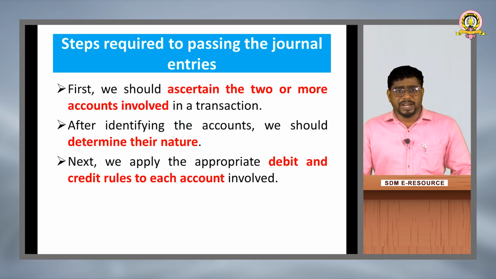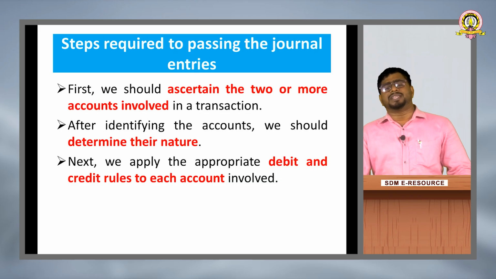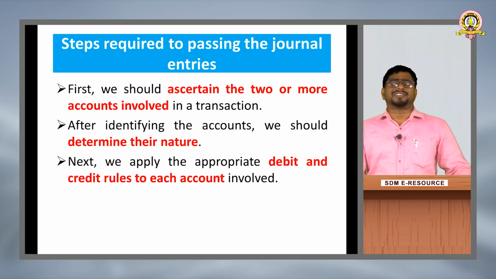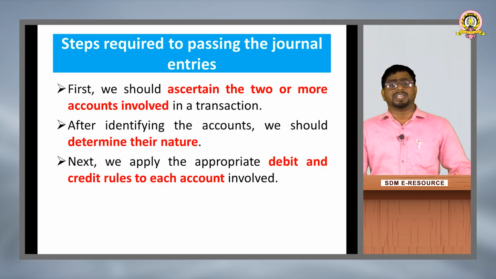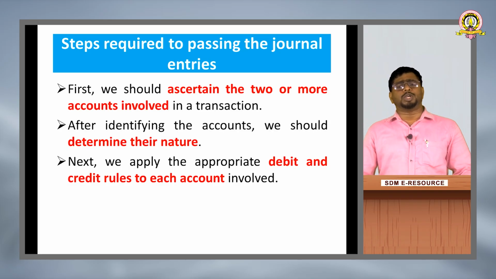Now the next important aspect, steps required for passing the journal entries. Mainly there are 3 steps. First thing, we should ascertain the 2 or more accounts involved in a transaction. For example, if the business transaction goes like this, machinery purchased for cash rupees 10,000. First of all, we have to identify the accounts involved in this particular transaction. Machinery purchased, one account will be a machinery account. For cash, another account will be a cash account. Like this, for all the business transactions, we need to identify the 2 or more accounts.